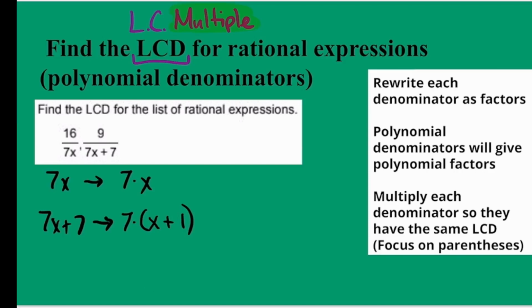What's common right now in both of these denominators is a 7. That's it. So the bottom denominator has an x plus 1, but that's in parentheses. So I can't magically add a plus 1 to the other expression. I need to keep that x plus 1 in parentheses as one entire quantity. So now both denominators will have in parentheses x plus 1.